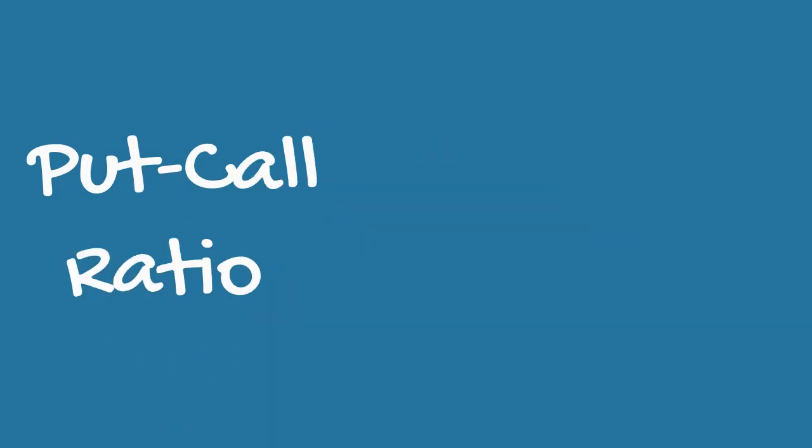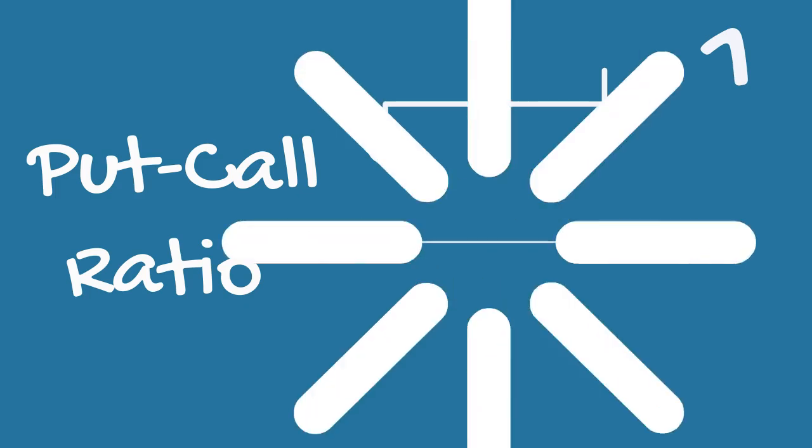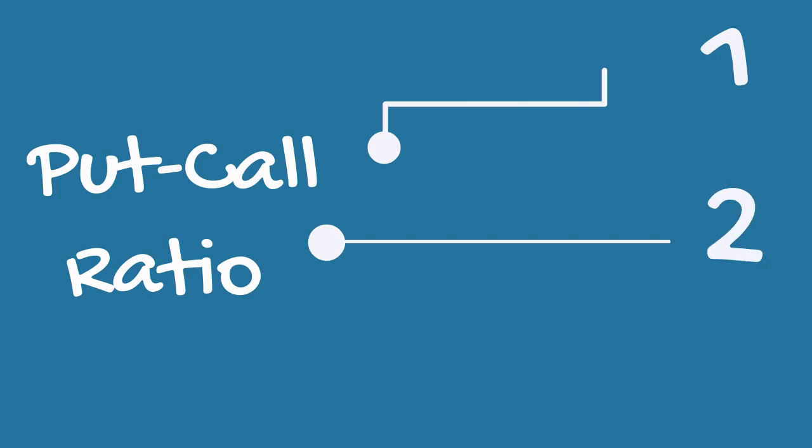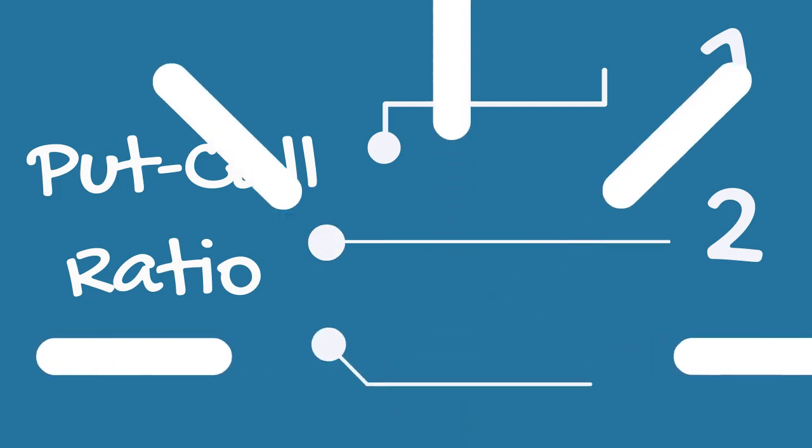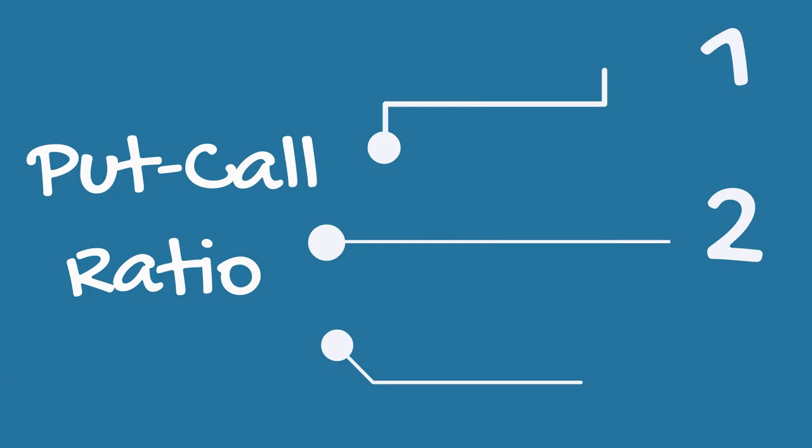So when looking at the call versus the put volume in the market, a put-call ratio of 1 simply means that the amount of puts versus the amount of calls are equal. And a put-call ratio of 2 means that there are twice as many puts as calls. Obviously, in this made-up example, investors would be very bearish. Normally, throughout the history of the markets, a put-call ratio of about 0.7 is considered standard.